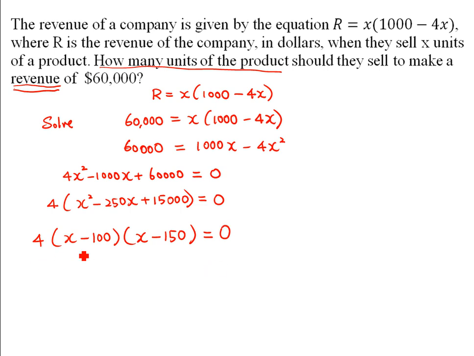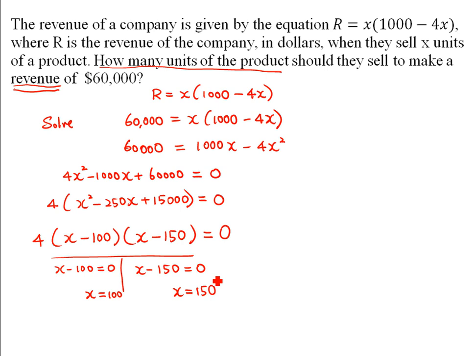And now we have 2 factors multiplied together equal to 0. So that means each of them could be 0. We have x minus 100 equal to 0, or x minus 150 equals 0. So from the left side, we add 100 to both sides, and we get x equal to 100. For the right side, we add 150 to both sides, and we get x equals 150. So when the sales is 100 or 150, the revenue would be 60,000.